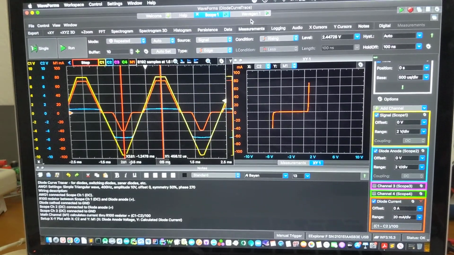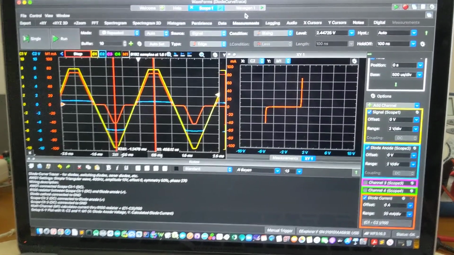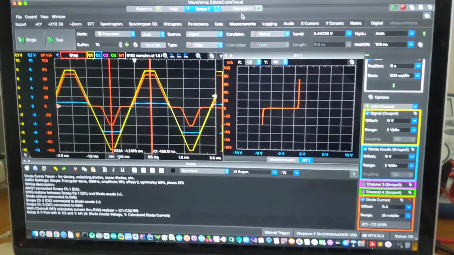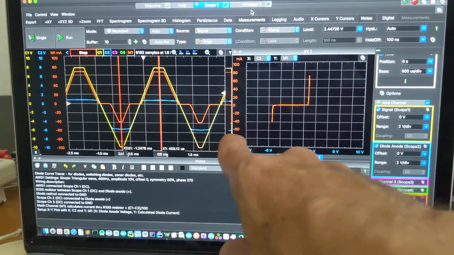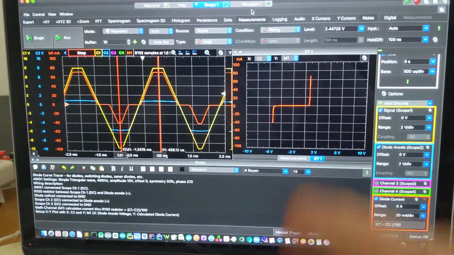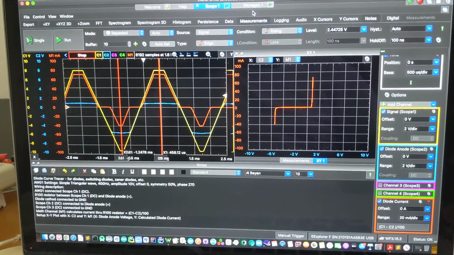Video is on diode curve tracing. The objective of this is to plot in an XY plot on a scope the current flow across a diode versus the voltage, or the current flow through a diode versus the voltage across a diode. And that's what we're showing on the screen here.